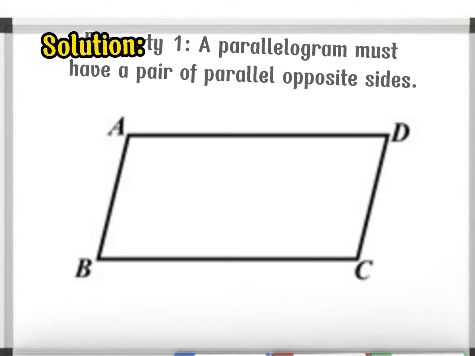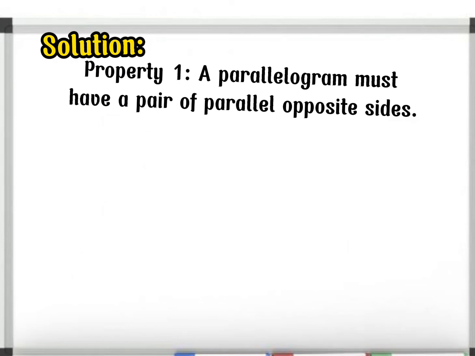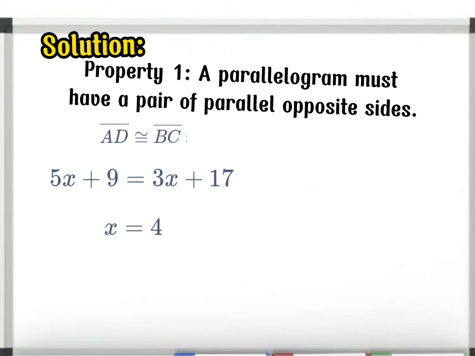Since ABCD ay quadrilateral, opposite sides are congruent. Therefore, AD is equal to BC. Equating their equivalent expressions, we have 5x plus 9 equals 3x plus 17. Grouping like terms and solving for x, x equals 4.